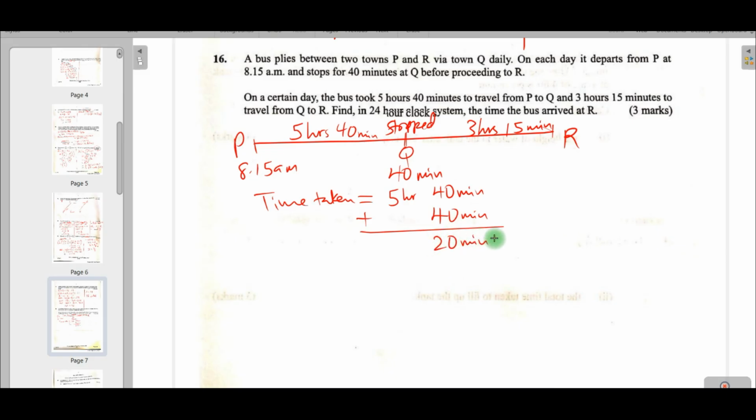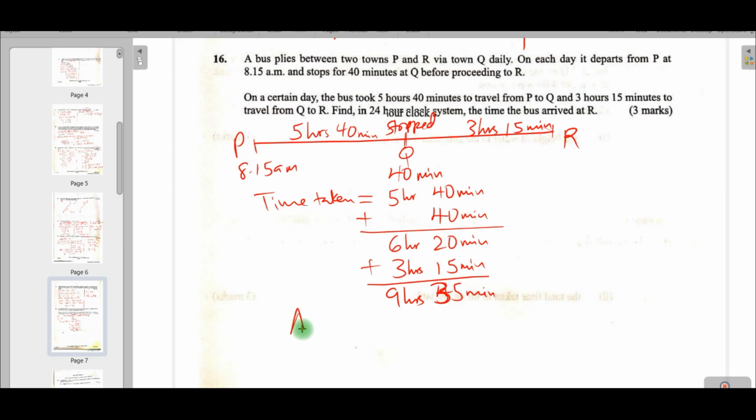So we have 20 minutes, carry 1 hour, 5 plus 1, that is 6 hours. Then from Q to R, it took 3 hours 15 minutes. We add again, we get, this is 35 minutes and 9 hours. So that is 9 hours, 35 minutes.